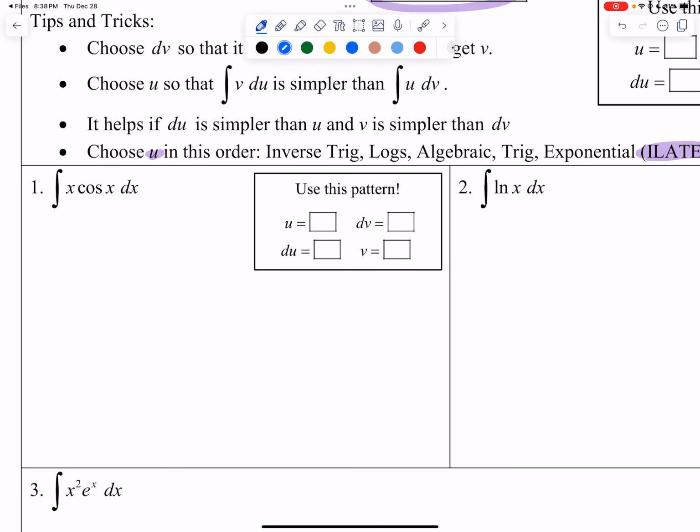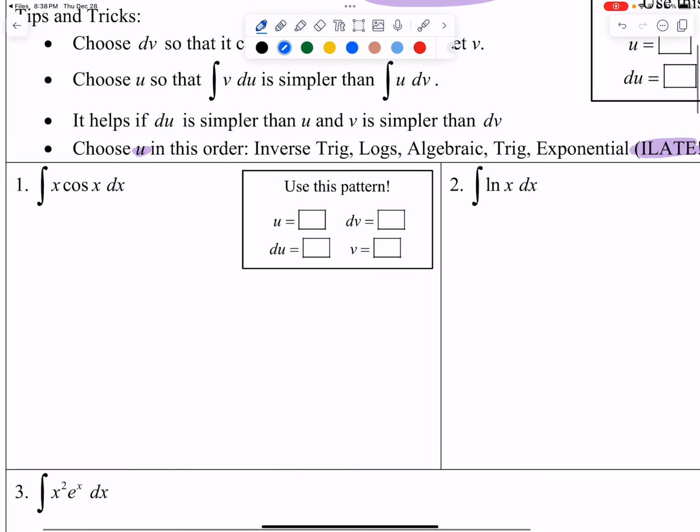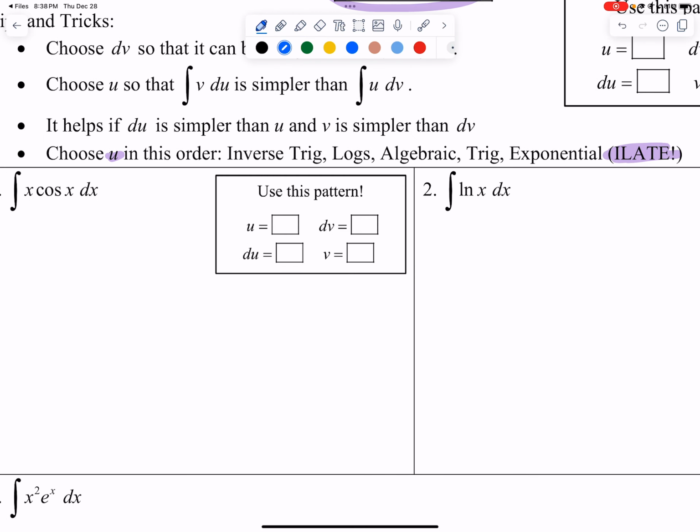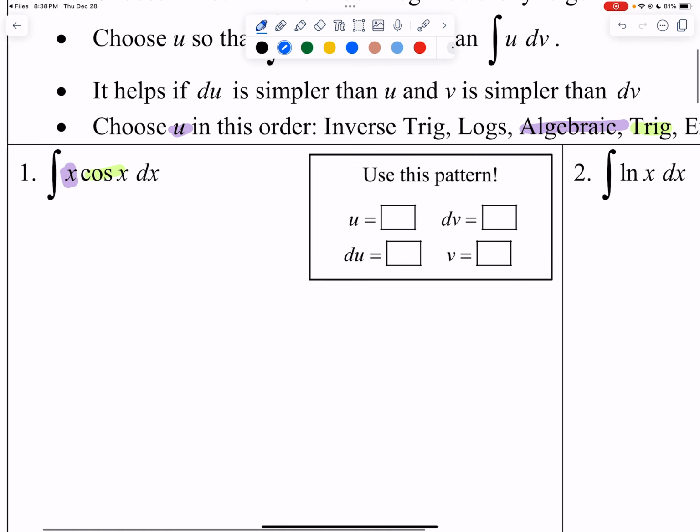We want to integrate x cosine of x dx, and obviously I can't use u substitution or any other integration techniques. So I'm going to use integration by parts and I'm going to choose u first. u is always going to be my main goal. In this case, if I look at I LATE and look at the order, you'll notice that algebraic, my x, comes first, then my trig function. So x is going to be my u, which means that dv is going to be my cosine of x dx. So this whole thing right here.